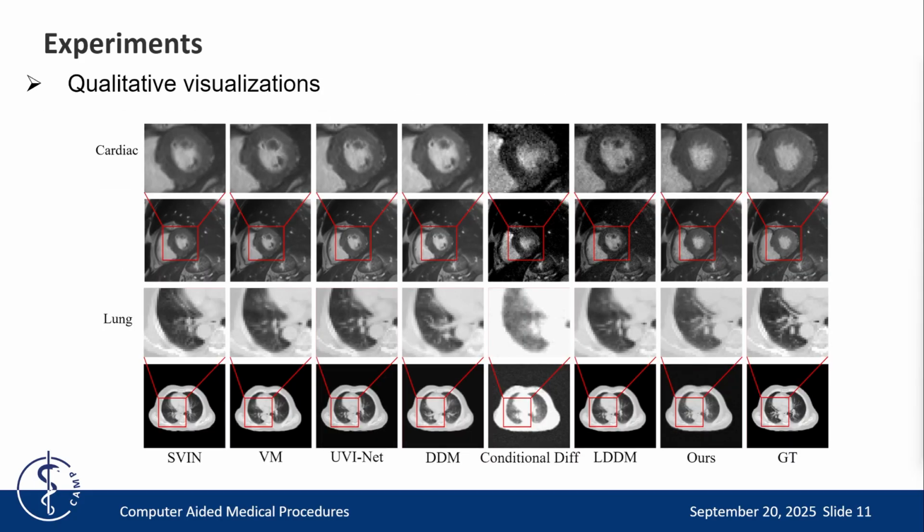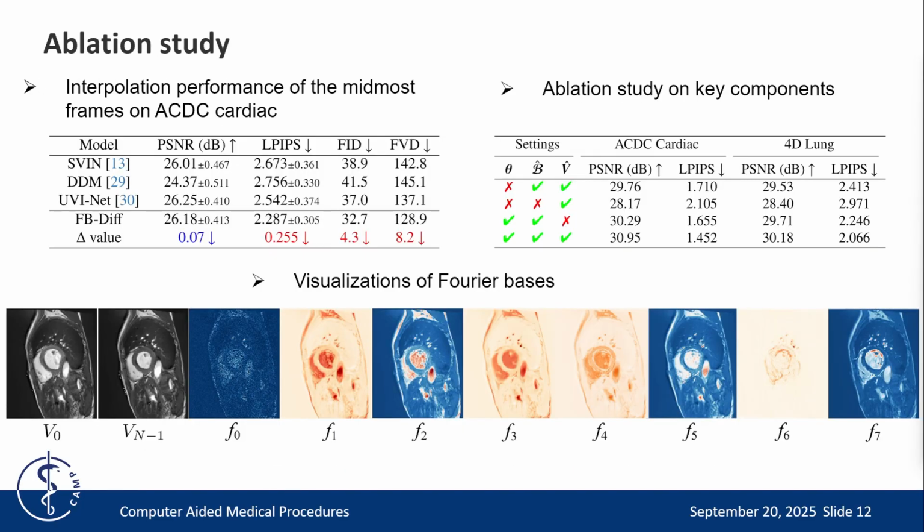And this is qualitative visualization on the most intermediate frames of each sequence. Our model can reveal the best fitting performance. For the ablation study, the first is we calculate the interpolation performance on the middlemost frames on ACDC cardiac. As shown in this table, you can see our model achieves the increase with larger magnitudes on all these metrics compared to the performance on all the frames.